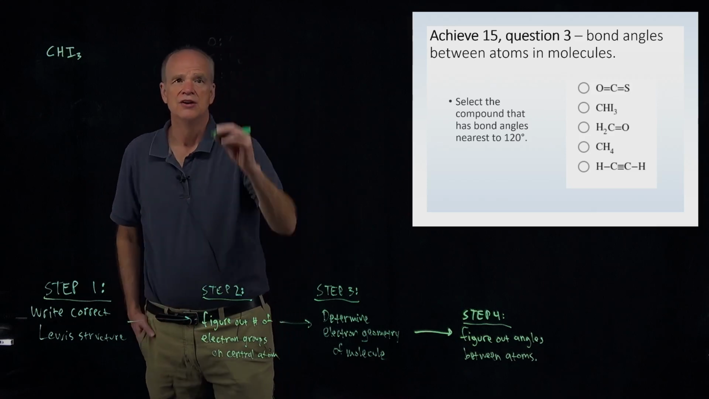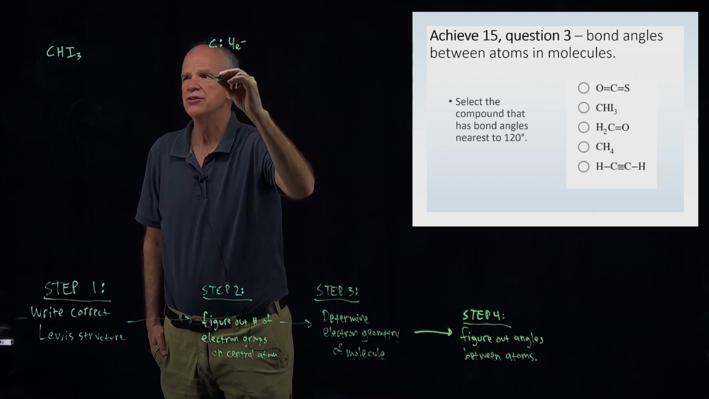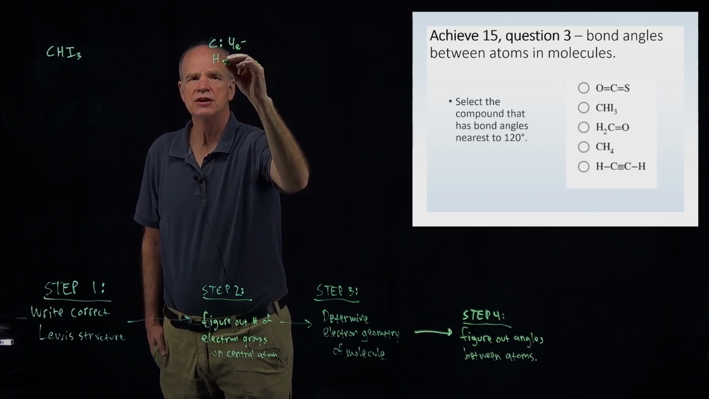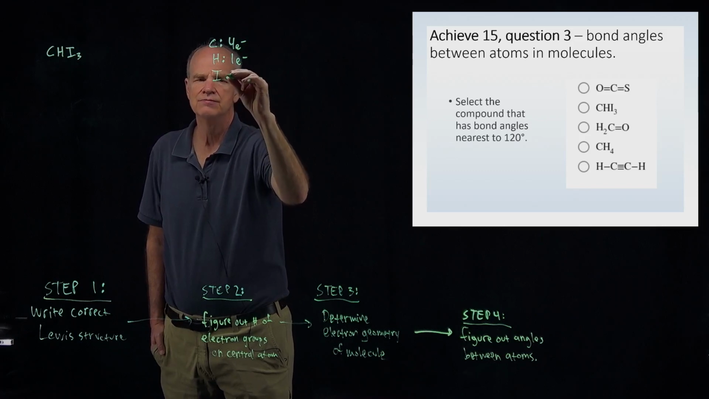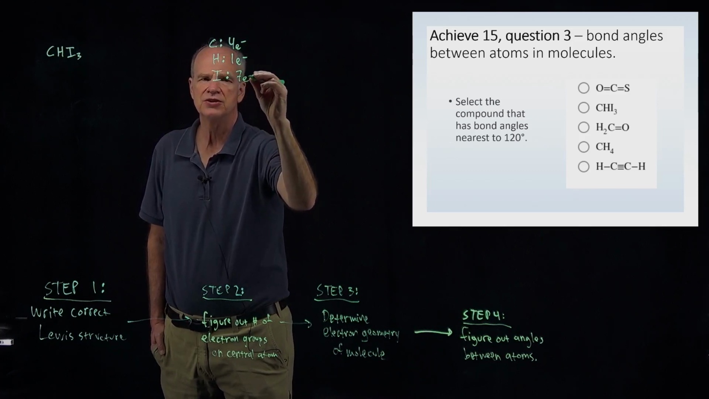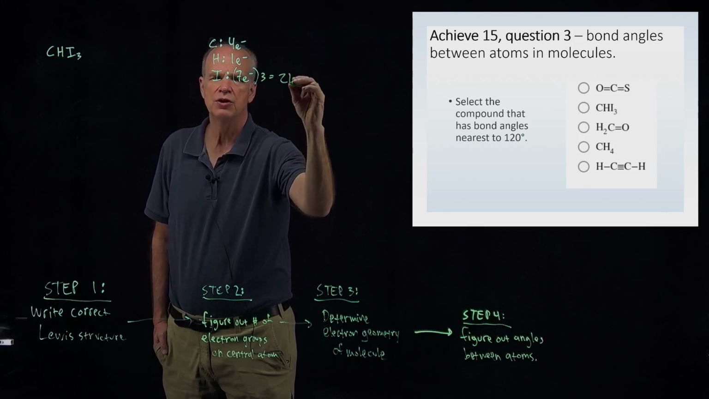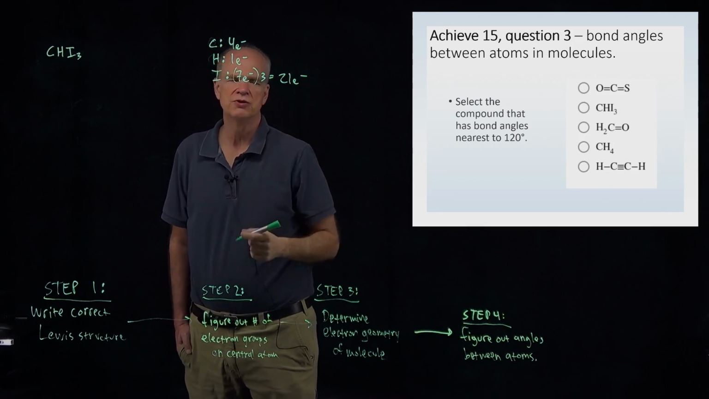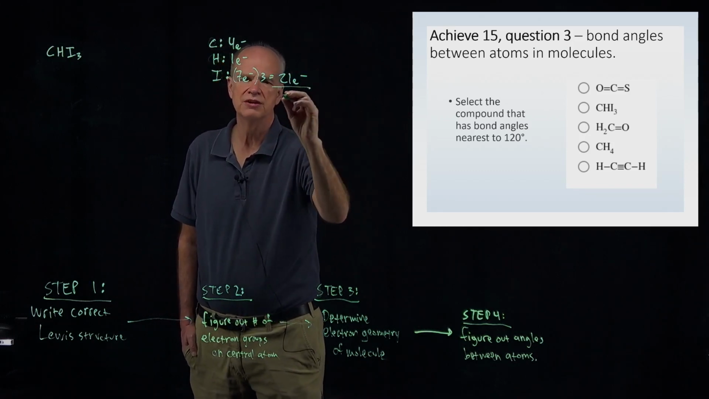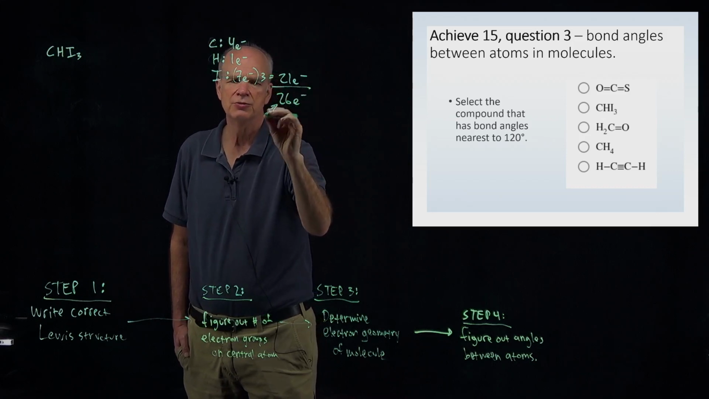So here we go. So carbon has 4 valence electrons. Hydrogen has 1 valence electron. And iodine has 7 valence electrons. But there are 3 iodines here, so that's going to be 21 valence electrons. And so it looks like we have 21 plus 1 is 22, 22 plus 4 is 26 electrons, so 26 electrons. So we have 13 pairs.